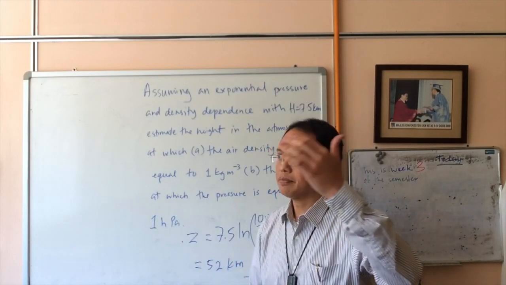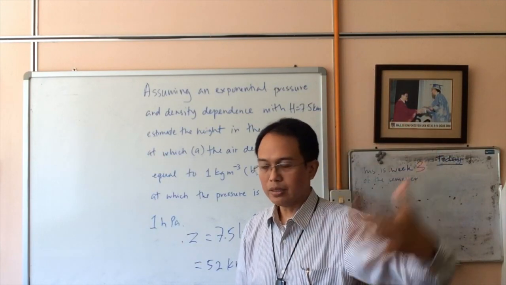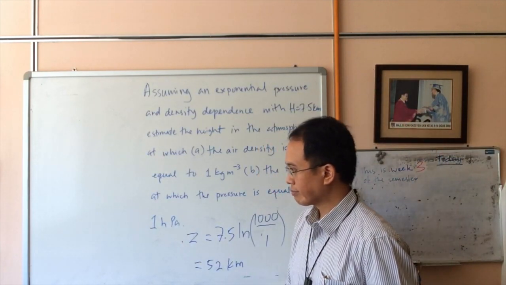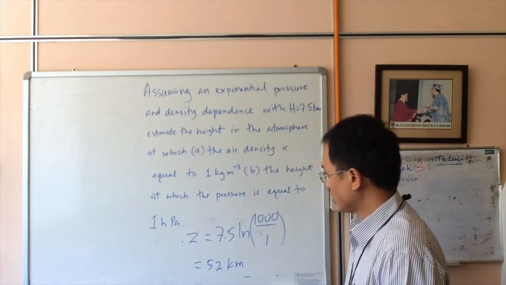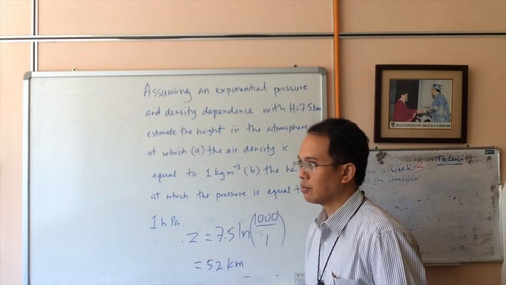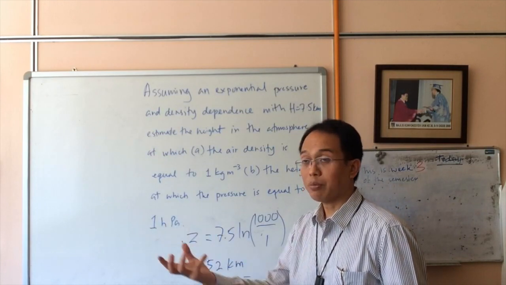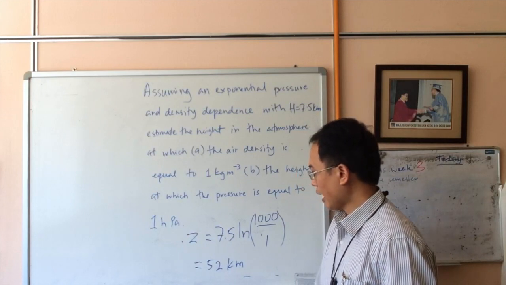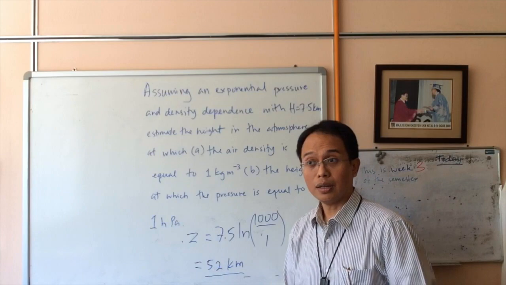So this is at the topmost of the atmosphere, where it's quite close to space, where it consists of maybe around 1% of the atmosphere. So where the amount of density or the amount of air molecules in the atmosphere is about 1%, the height is at 52 kilometers into the atmosphere, above the ground.